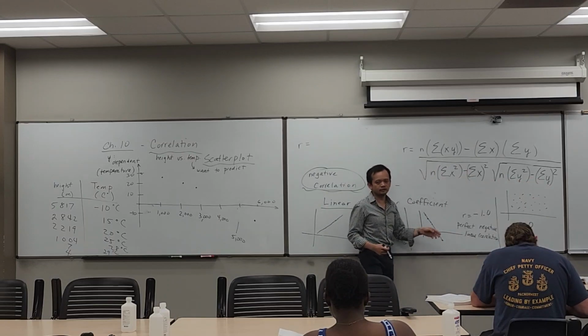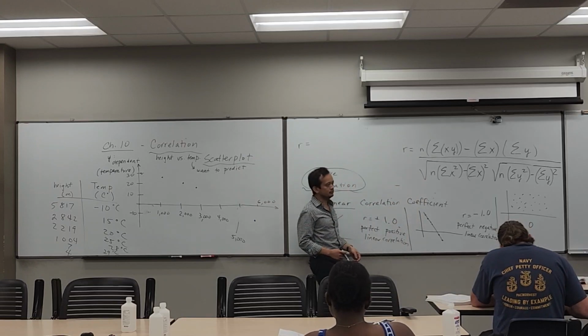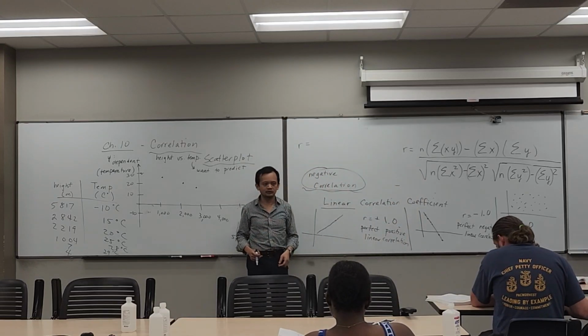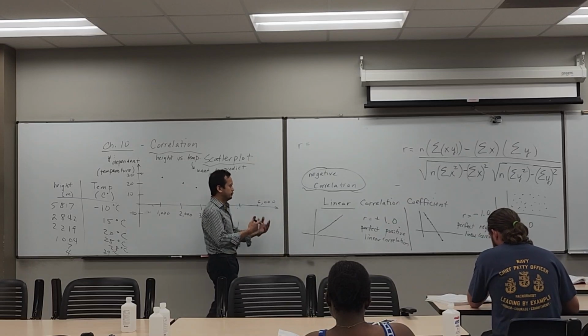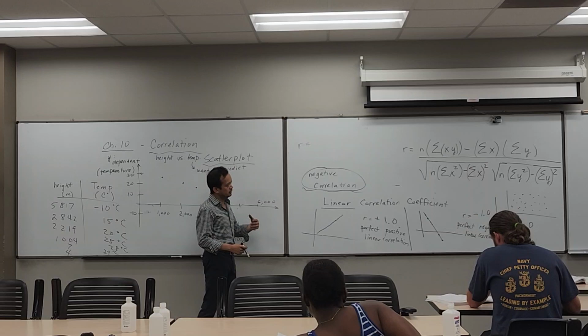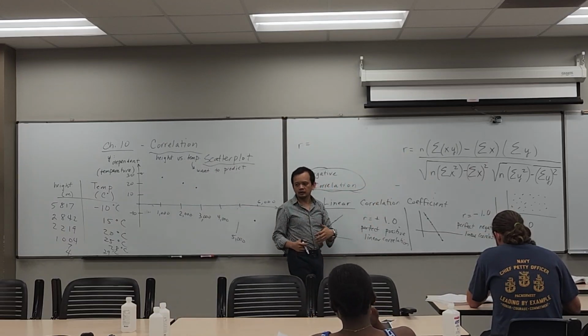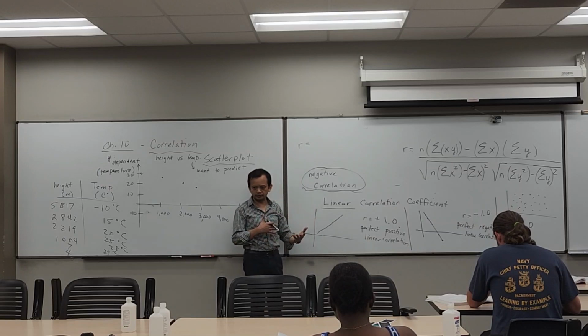So the point is that if you're doing this by hand, this is extremely tedious. Any questions so far? But that tedious formula is what's involved in calculating this r value, which measures how good of a fit the line of best fit actually is.